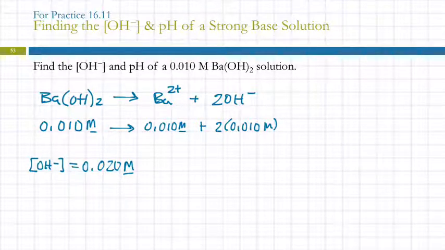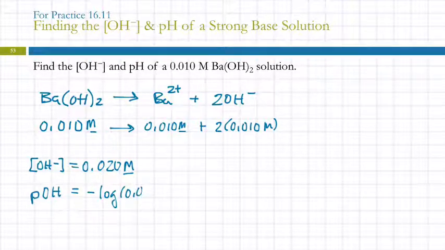It wants the pH. We have the hydroxide ion concentration. Do you remember the circle of pH? We want to get to pH from OH minus. We can take OH minus and change it into hydrogen ion concentration and then pH. Or we can go from hydroxide ion concentration to pOH and then to pH. That's what I prefer to do. So pOH is negative log of 0.020.